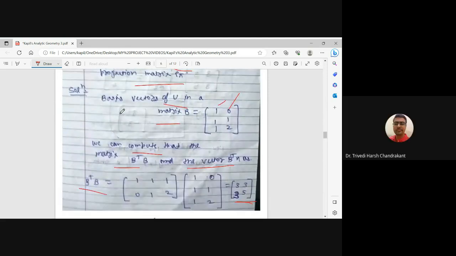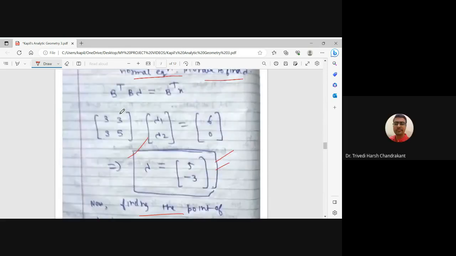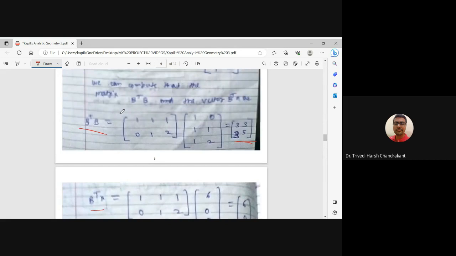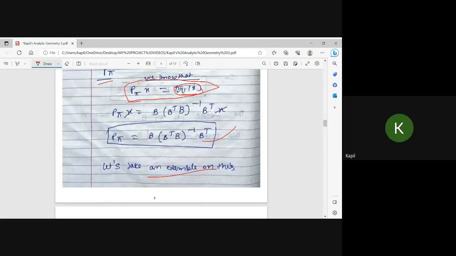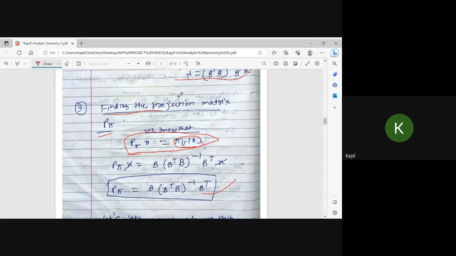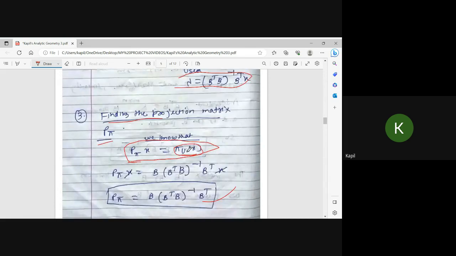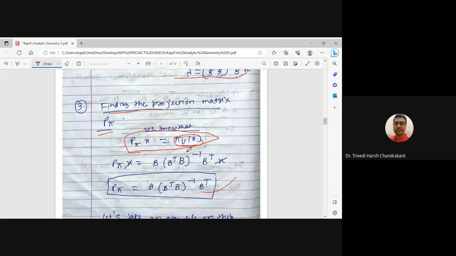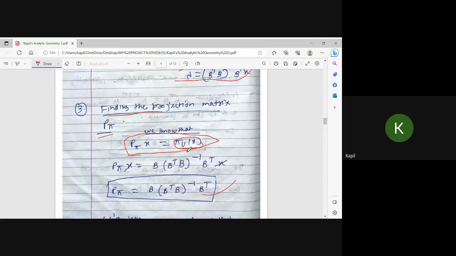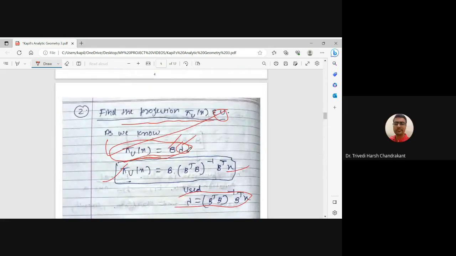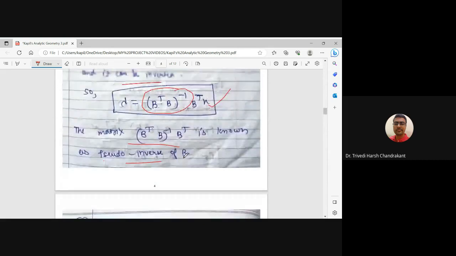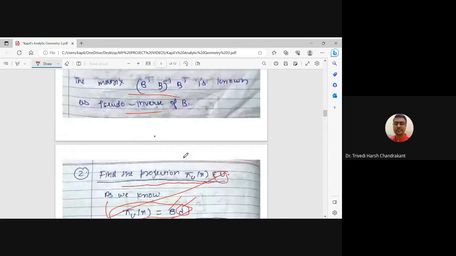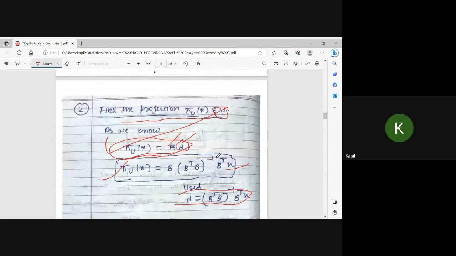So how is that equation related to this equation? B transpose B lambda is B transpose x. So we are using the formula of Pi_U(x) also. What is Pi_U(x)? It is B times B transpose B inverse B transpose x. Yes sir, B transpose B inverse B transpose x.